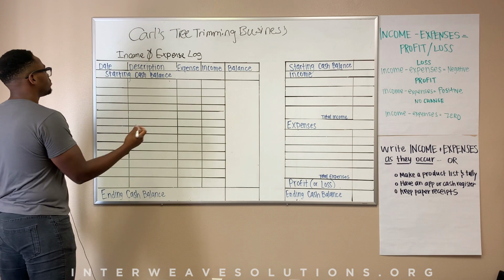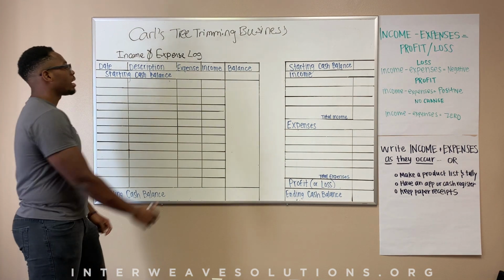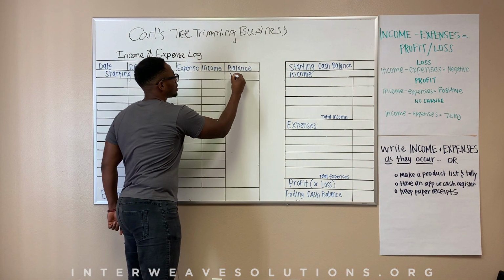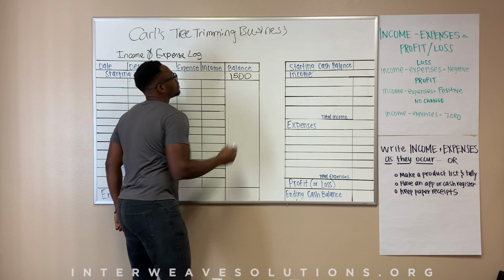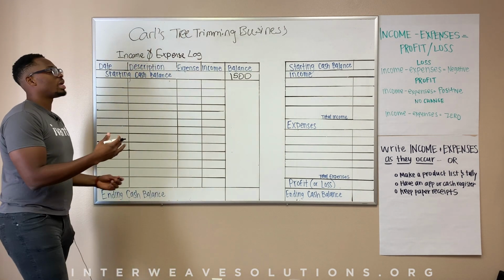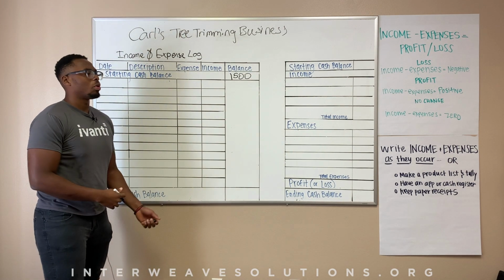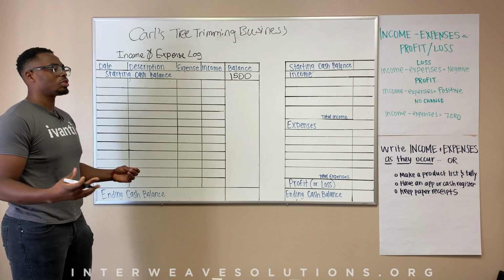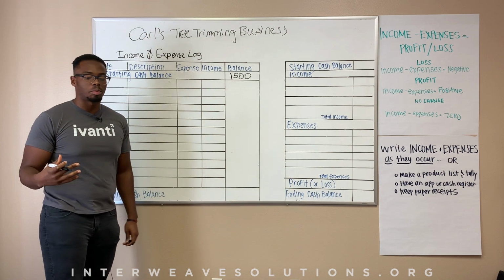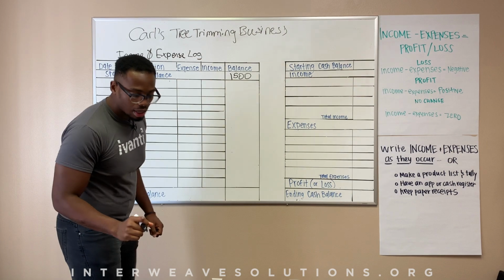Starting cash balance: we have 1,500 as our starting cash balance. That's the money that we have either in the bank or in our pocket, or just the money that we are putting into our business.